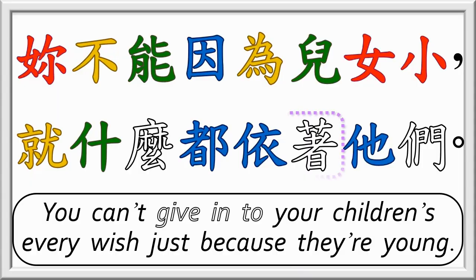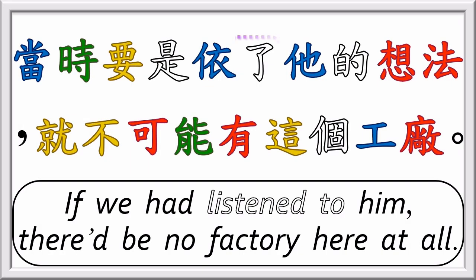These next sentences express the idea of going along with or complying with. 你不能因为儿女小，就什么都依着他们。You can't give in to your children's every whim just because they're young. 当时要是依了他的想法，就不可能有这个工厂。If we had listened to him, there'd be no factory here at all.